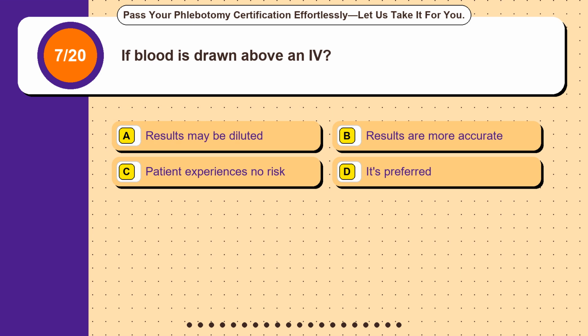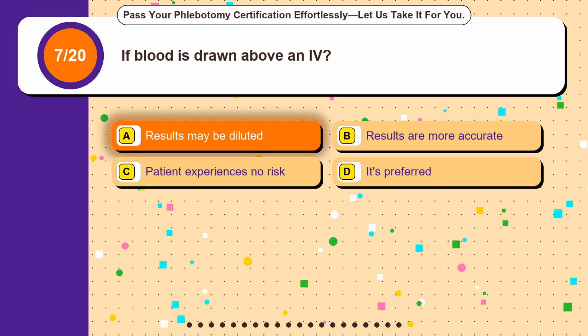Question 7. If blood is drawn above an IV: Option A, results may be diluted. Option B, results are more accurate. Option C, patient experiences no risk. Option D, it's preferred. The correct answer is option A, results may be diluted.